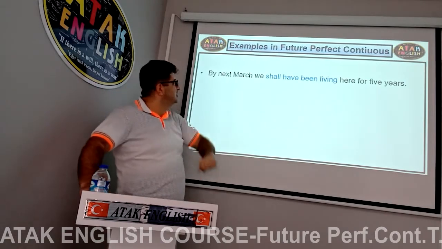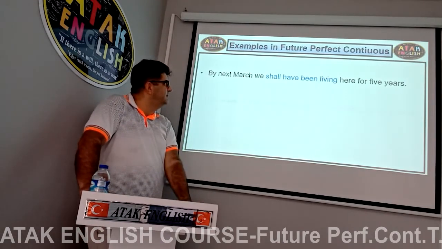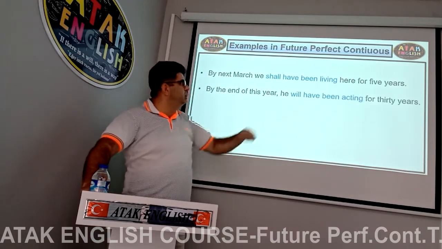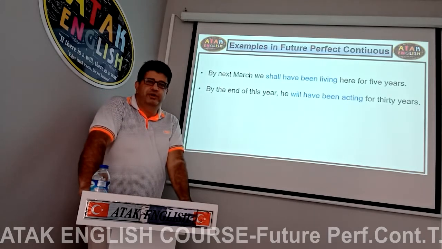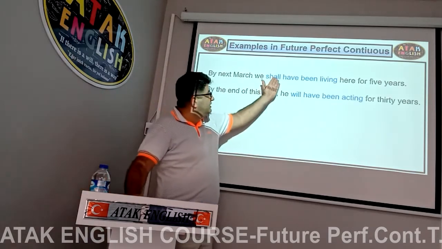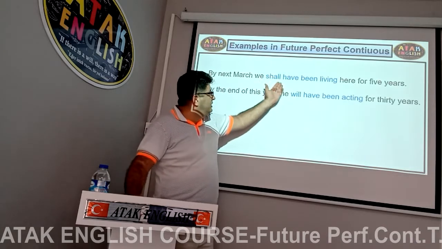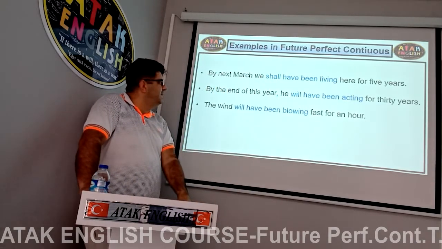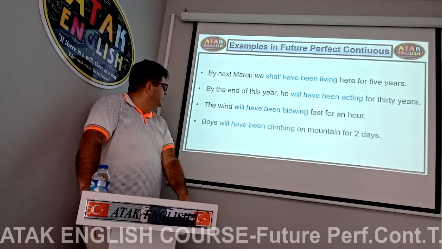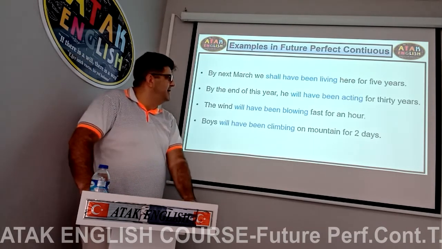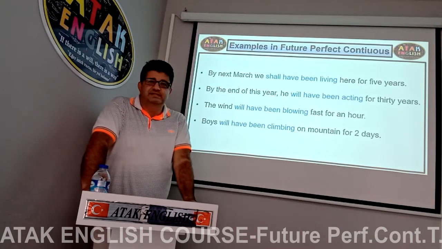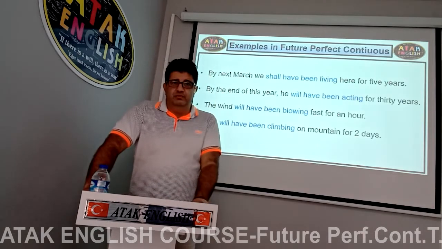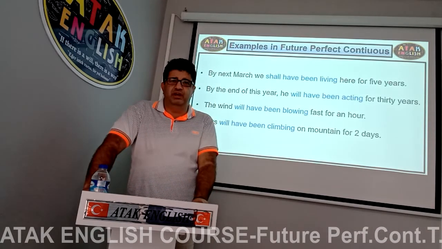By next March, we shall have been living here for 5 years. By the end of this year, he will have been acting for 30 years. As you can see, the structure is will/shall have been verb-ing. The wind will have been blowing fast for an hour, and boys will have been climbing on a mountain for 2 days. What are the 2 things that we should be careful about?